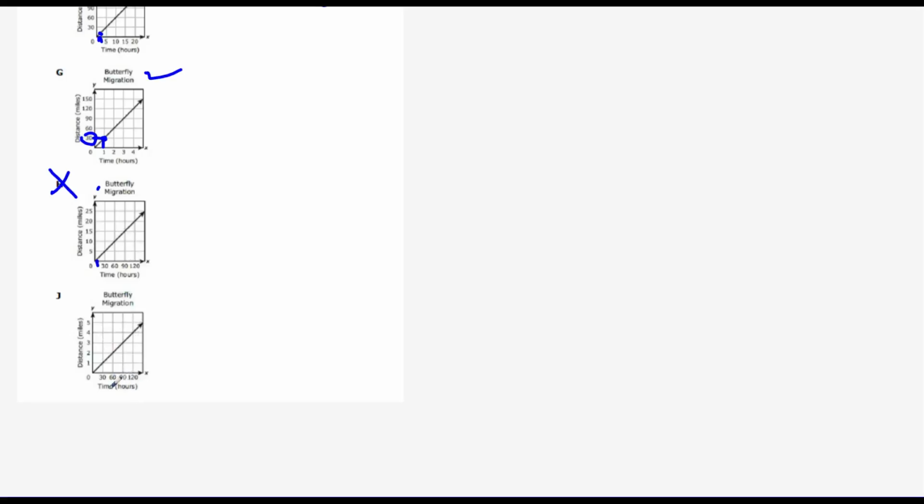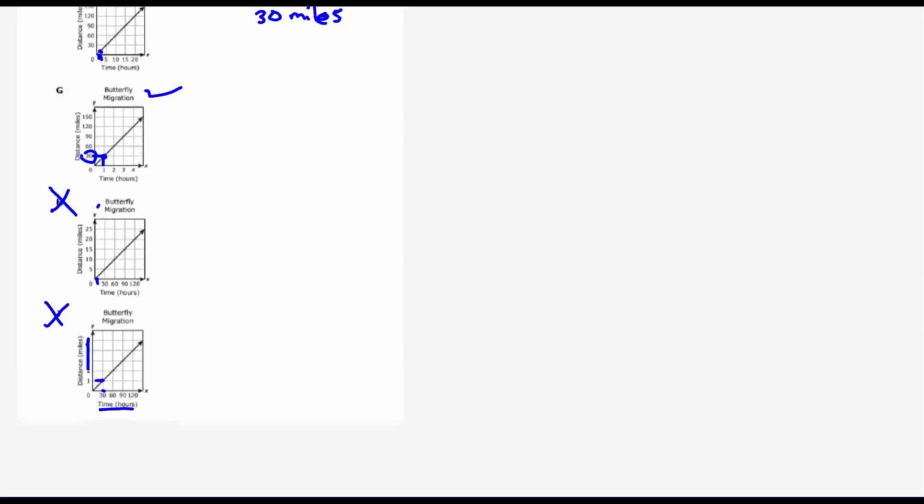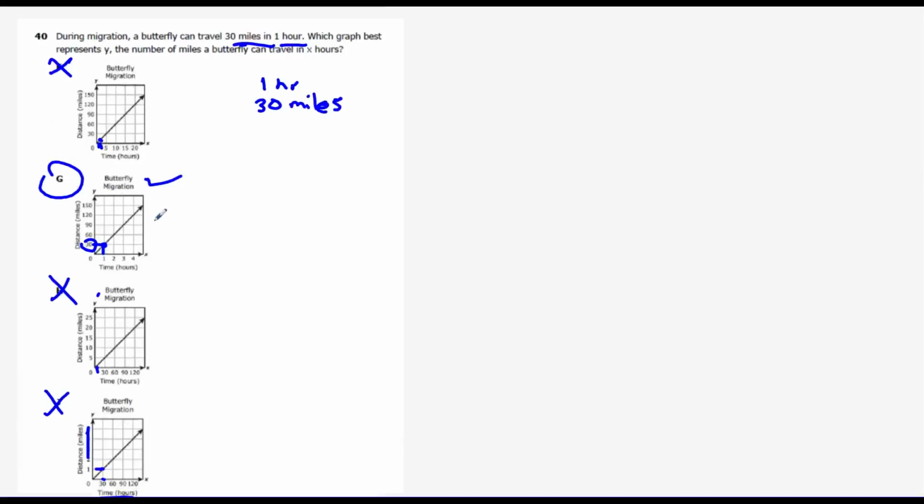And the last one, this one, check your reading. This one says 30 hours for 1 mile. If you think about that, try to think about what kind of animal would take 30 hours. That's 1 day and 1/4 of the next day to go 1 mile. That's pretty slow. That's not butterfly speed. I didn't know how fast butterflies went until right now, but apparently it's 30 miles an hour, which is not 1 mile in 30 hours. So check your scales before you pick your answer. So our answer is definitely G.